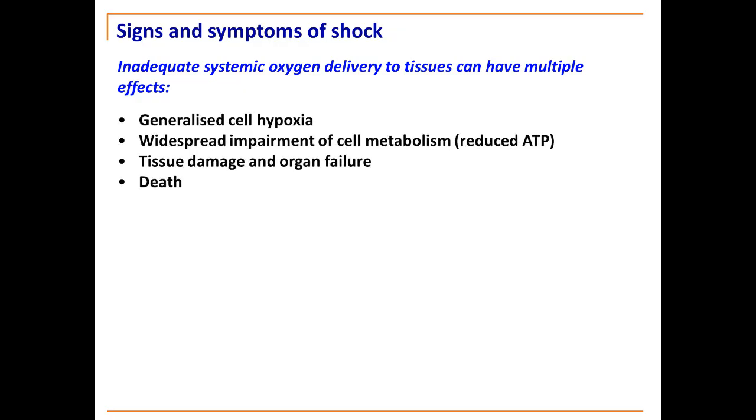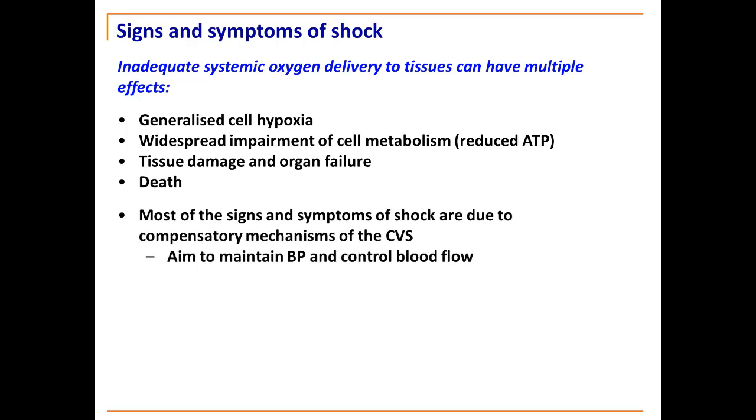So of course, generally, as you get decreased oxygen delivery to multiple tissues, you get generalized cell hypoxia. And therefore, you're starting to get widespread impairment of cell metabolism, leading to reduced ATP. You'll get a buildup of lactic acid, of course, as you're starting to work more anaerobically. And that leads to tissue damage, organ failure, and eventually death.